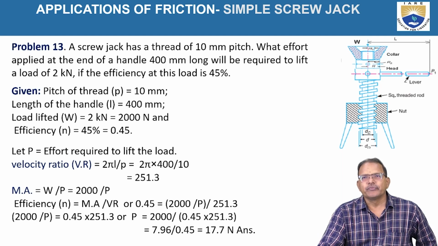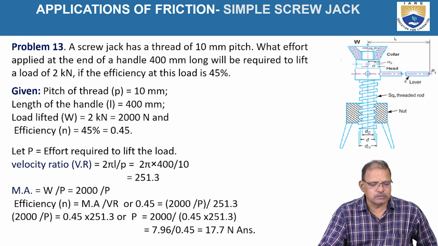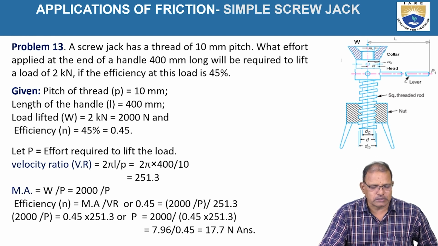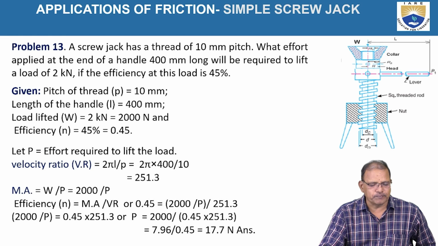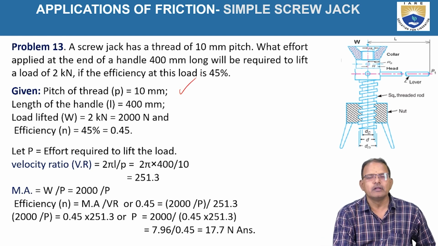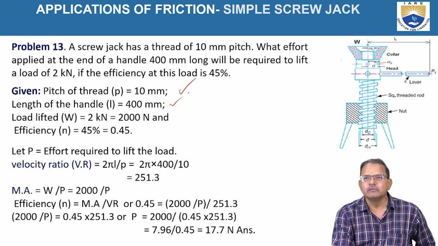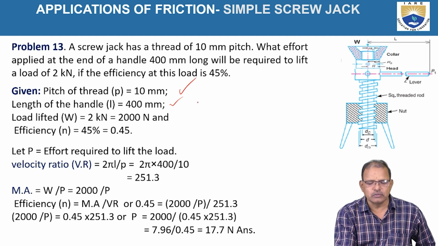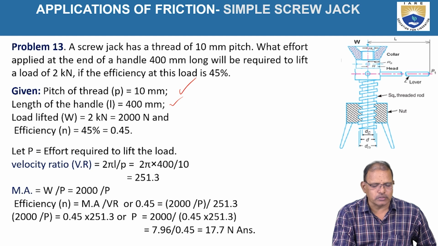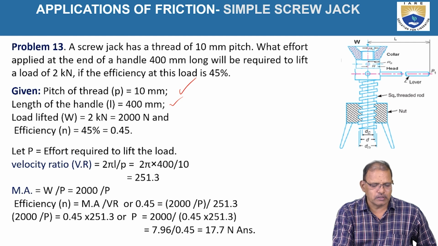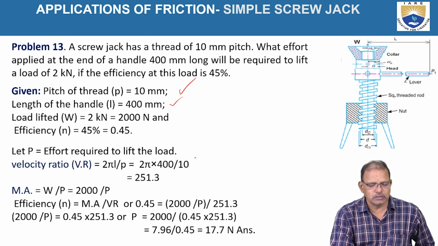A screw jack has a thread of 10 mm pitch. What effort applied at the end of a handle 400 mm long will be required to lift a load of 2 kilonewtons if the efficiency of the jack is 45%? The given data: pitch of the thread is 10 mm, length of the handle is 400 mm, load lifted is 2000 newtons, 2 kilonewtons. The efficiency of the screw jack is 45%, which is 0.45. P is the effort required to lift the load.